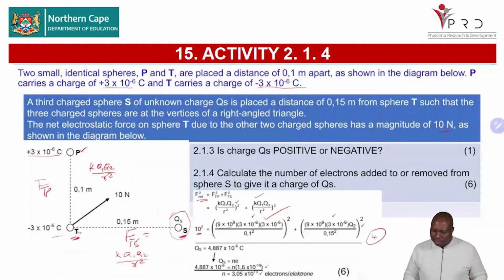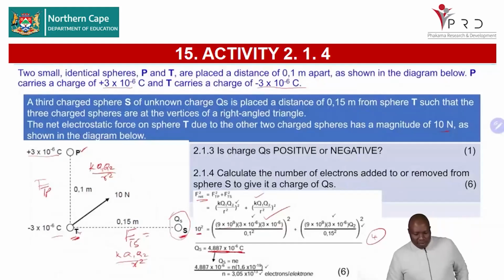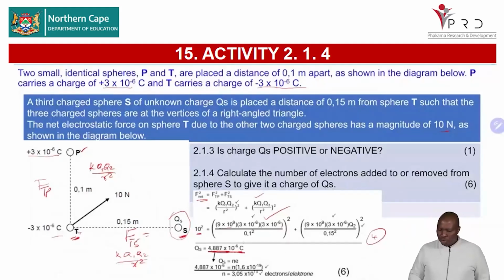calculator during the exam. Then if everything is done correctly, you are able to get QS, which is 4,887 times 10 to the power of minus 6. And then immediately when you get QS, you know the formula that we have given you: Q equals NE, and then we want the number of electrons. Remember the formula that we said for the number of electrons.